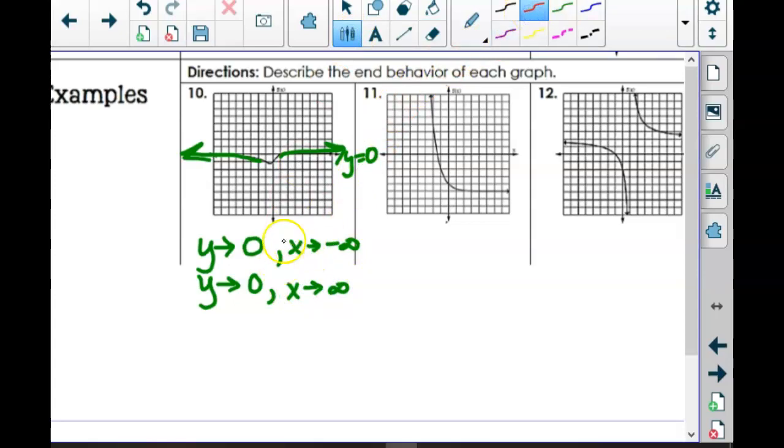And my commas should probably be the word "as." I don't remember how Delta Math does it. Okay, this one doesn't have both ends approaching the same thing. The left end is approaching what? It's going up forever. How do I write that?